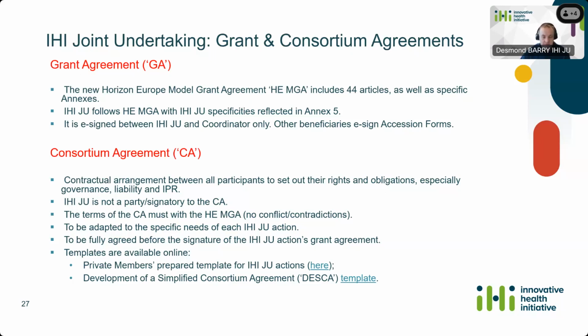Now, as we say here, a couple of templates have actually been developed for Horizon Europe consortium agreements. I think there's 3 or 4 out there. The two that we normally draw attention to are, there has been one which has been prepared by the private members of IHI. So basically that's the industry legal teams, which was prepared specifically for running IHI projects, and that's available on the private members' websites, and there's a link to that on the IHI JU page itself. And then there's also just an example of the other consortium agreement templates that are available. There's DESCA as well, which is a simplified template which has been prepared by a working group. So there's a lot of resources out there.